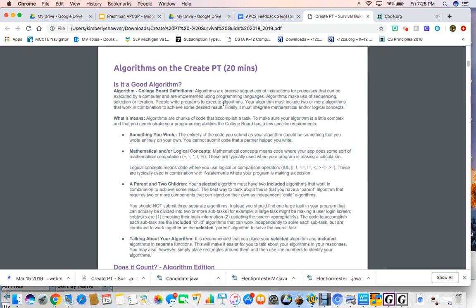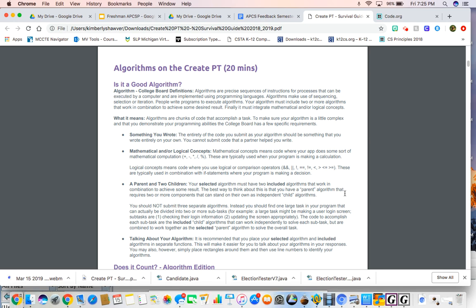People write programs to execute algorithms. Your algorithm must include two or more algorithms that work in combination to achieve some desired results, and it must include math and or logical concepts. So basically what they're saying is that you have to have one large function that we're going to call the parent. And inside of that function, you will have to use math and logic, and then you should call two child functions as well. So algorithms are chunks of code that accomplish a task.